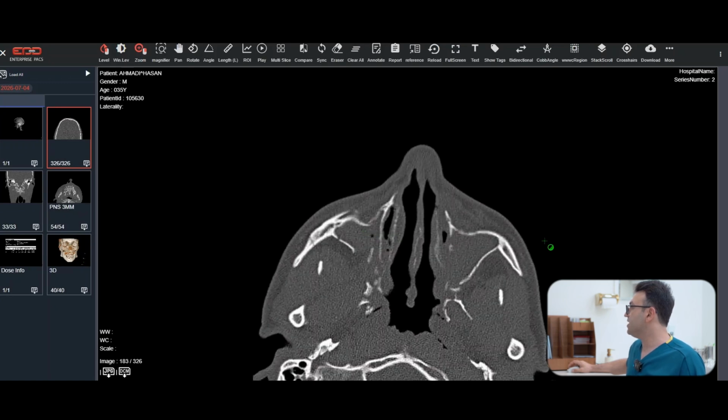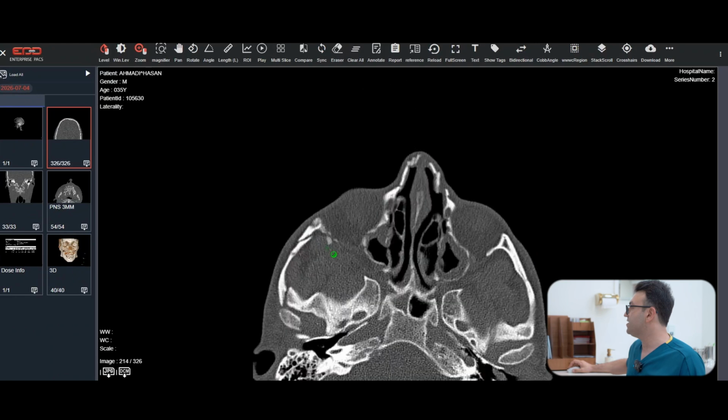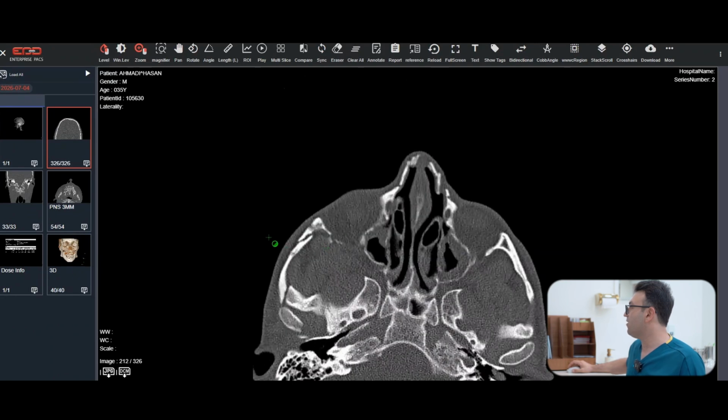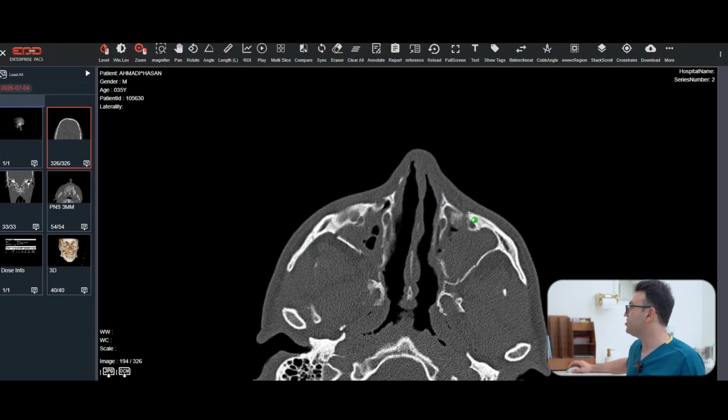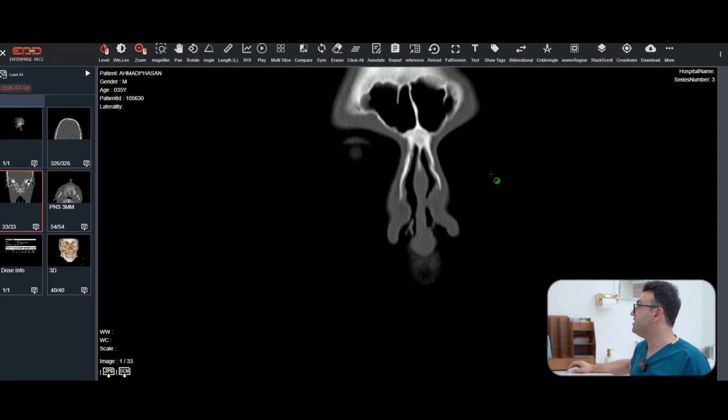I check for the zygoma. I see the fracture of the zygomatic arch on the right side. Also, I see the fracture of the zygomatic buttresses on both sides. That makes me suspicious of a Le Fort 2 fracture. So I double check that with the coronal view again.